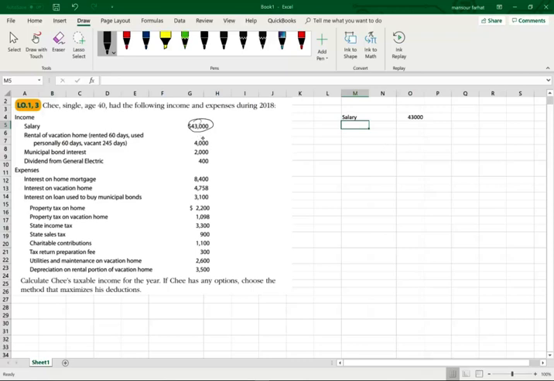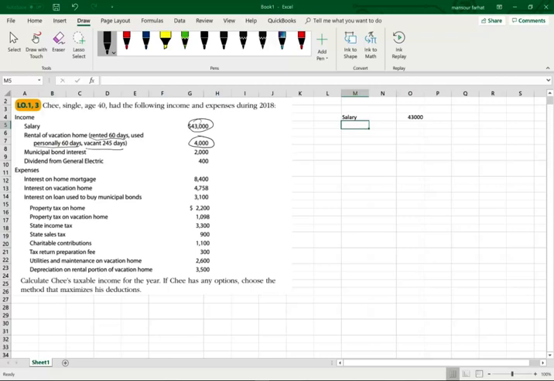Rental of vacation home, $4,000. The home was rented 60 days, used for personal days 60 days, and was vacant 245 days. Here we have to determine whether this rental vacation is primarily personal, primarily business, or personal slash business, because it makes a difference. If you don't know the rules for this, please go to my YouTube or my website where I have a lecture for each one of them.